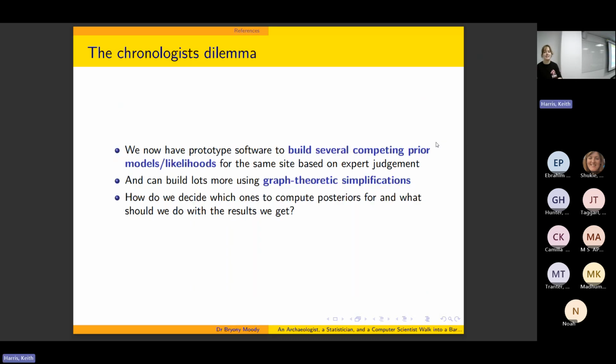So the dilemma is, I built the software, and we can build these multiple models. It does work for the case studies that I tested it on. And we can build lots more using these graph theory algorithms that make it really easy to add and remove nodes and edges. But then how do we decide which models are the best models? Can we decide that? How do we measure that? So what do we do with the results that we get?